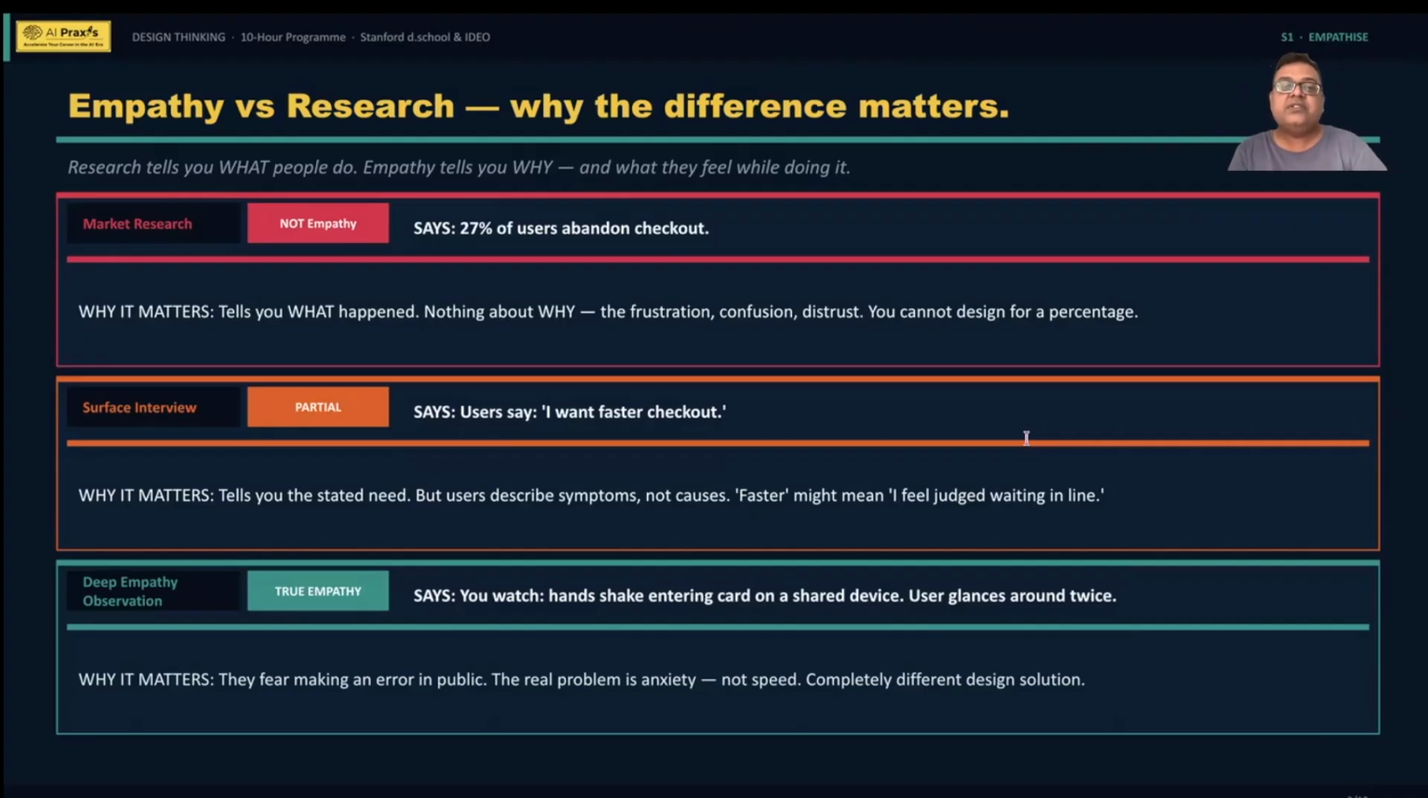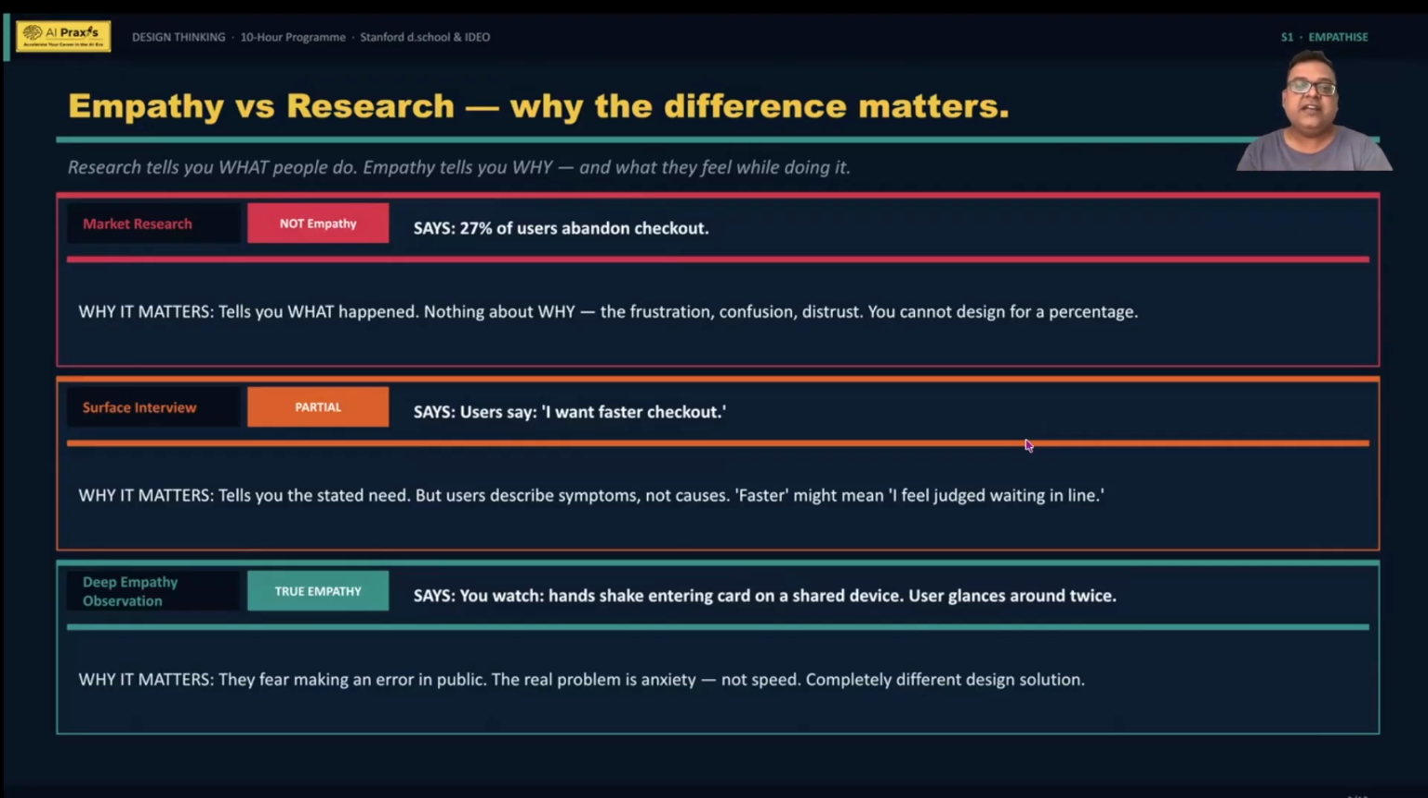Why? Because users often describe symptoms, not root causes. Let us think about that statement. I want a faster checkout. What does faster actually mean? Does it mean fewer screens? Does it mean fewer clicks? Does it mean quicker loading? Or does it actually mean something else entirely?